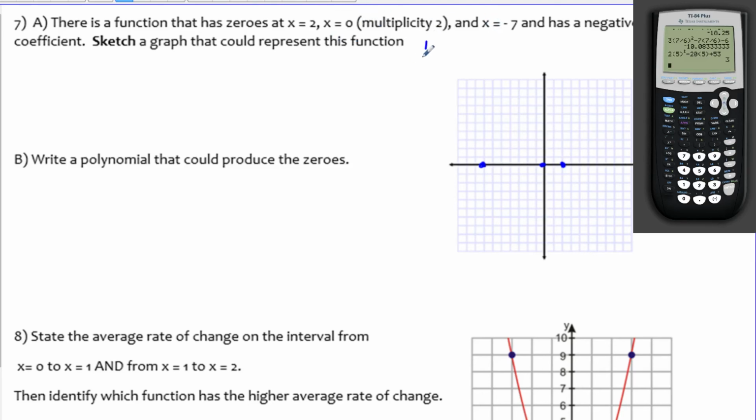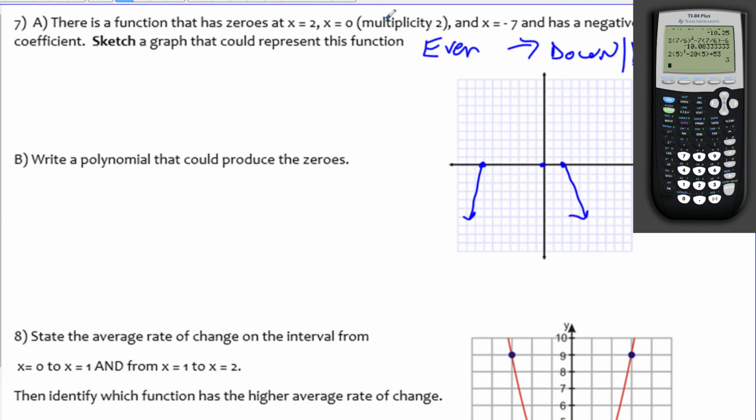4 total zeros makes this an even function. So I counted this as 1, 2, 3, 4. So an even function means down, down. Even and negative means down, down. Okay, so that means I know my graph's going to come out of here and travel down, and I know all the way on the right it's also going to travel down.